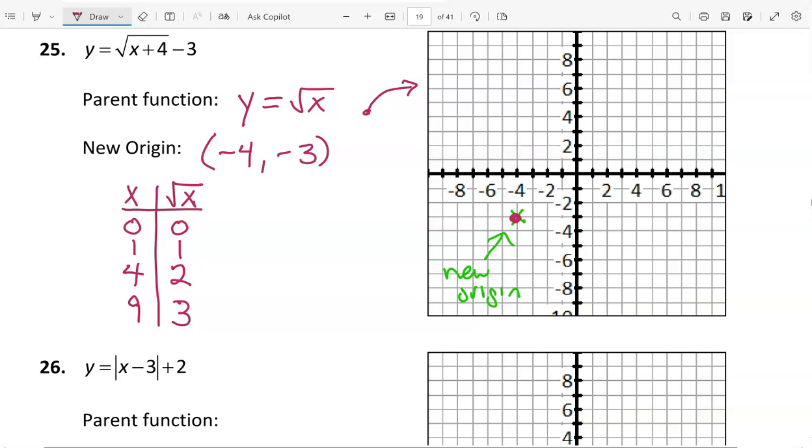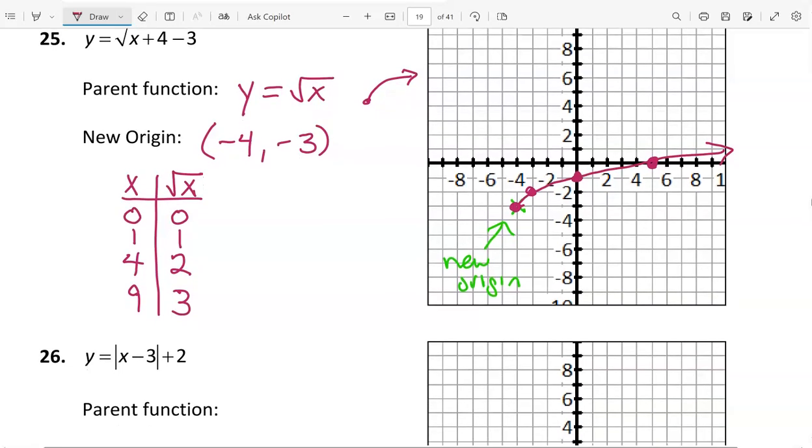0, 0's on the new origin. 1, 1 is 1 to the right and 1 up from the new origin. 4, 2 is 4 to the right and 2 up from the new origin. And 9, 3 is 9 to the right and 3 up from the new origin. That gives us that nice parabola shape, just a half of one sitting sideways.